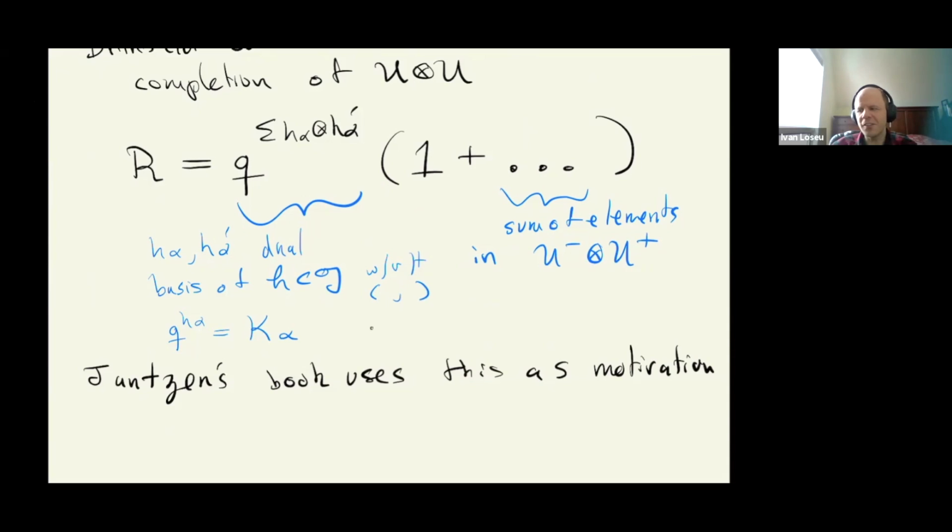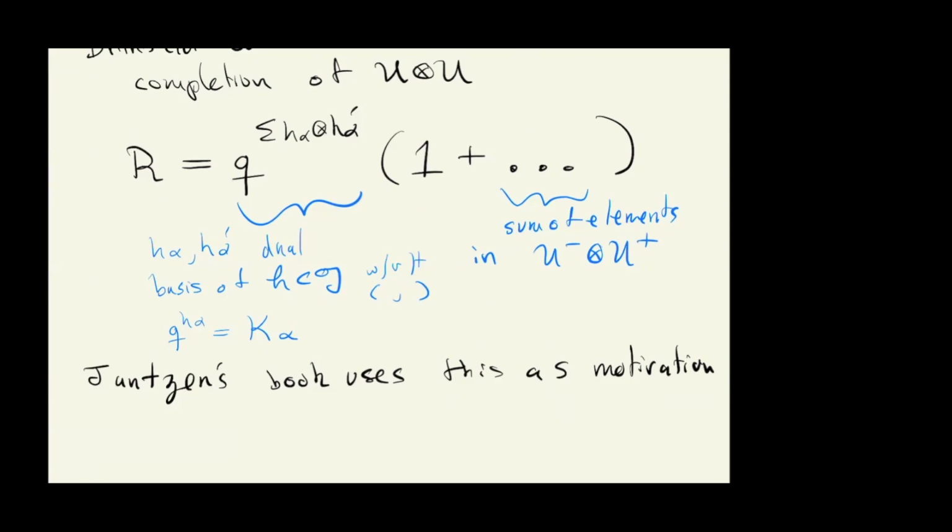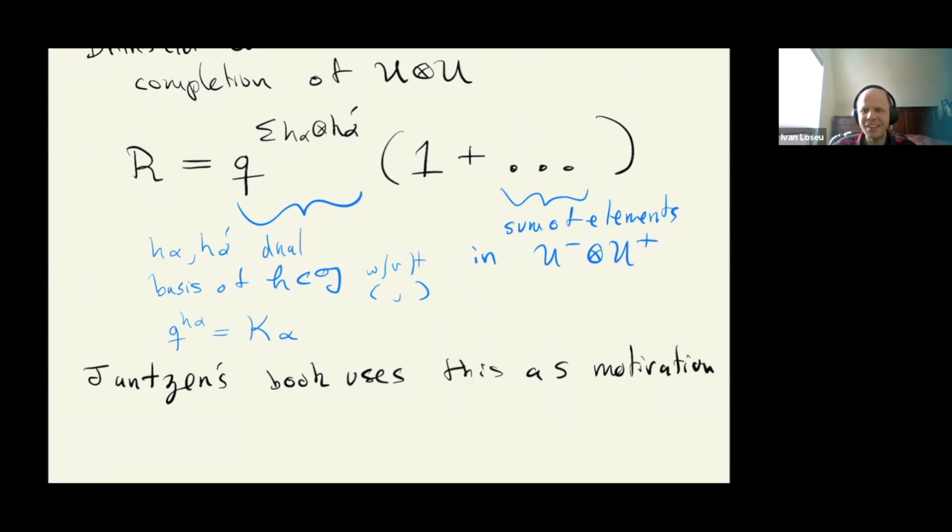So, Rinchen, in order to answer this question, you should think how this element will act on the product of two weight vectors. Your weights are still the same thing as weights for the semisimple Lie algebra. So why don't we write Q to the H alpha and then tensor Q to the H alpha prime? Because it's not what's going to happen. Okay, I see. Okay, thanks.